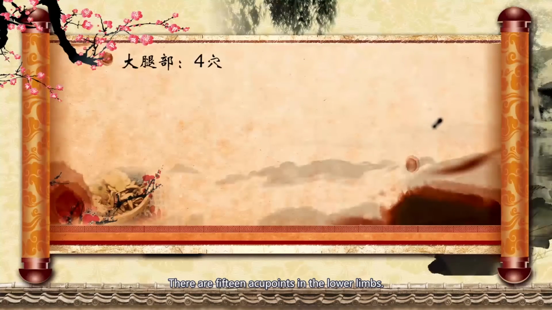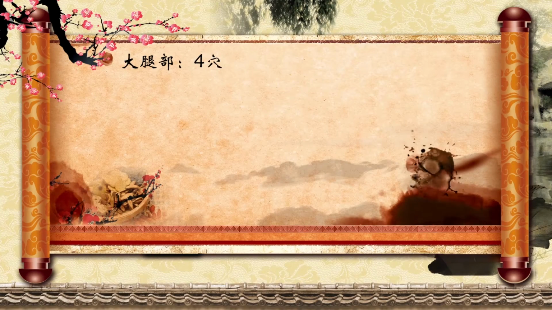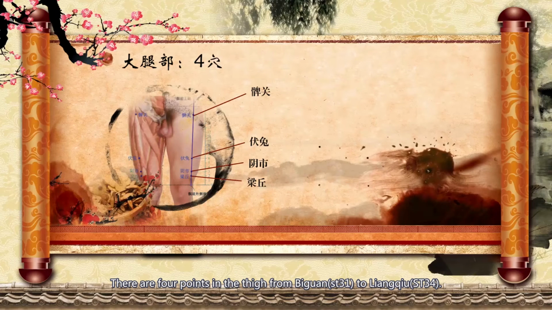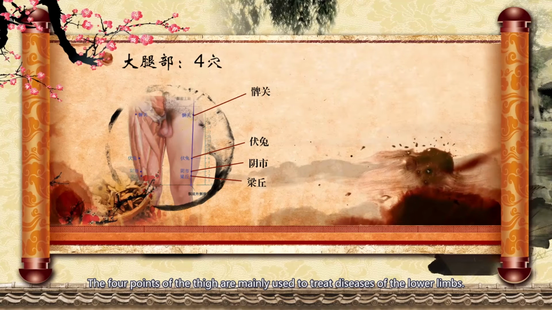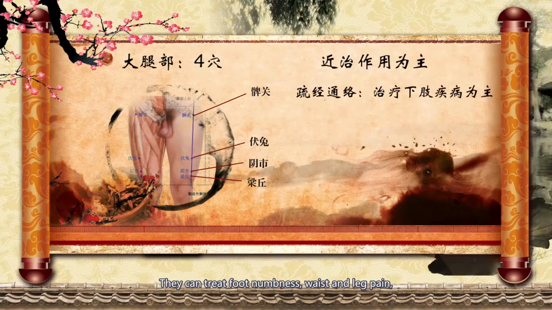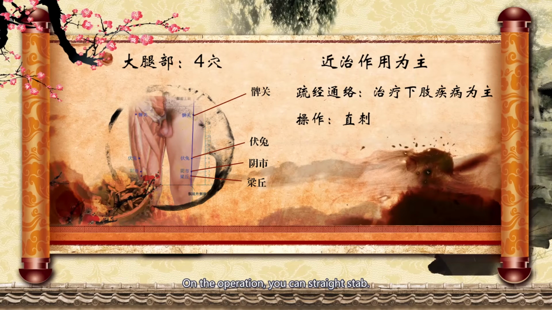There are 15 acupoints in the lower limbs. There are 4 points in the thigh from 髀关 to 犊鼻. The 4 points of the thigh are mainly used to treat diseases of the lower limbs. They can treat foot numbness, waist and leg pain, lumbar and sacral pain, abdominal distension, cold hernia, abdominal pain, and other diseases. On the operation, you can needle straight.